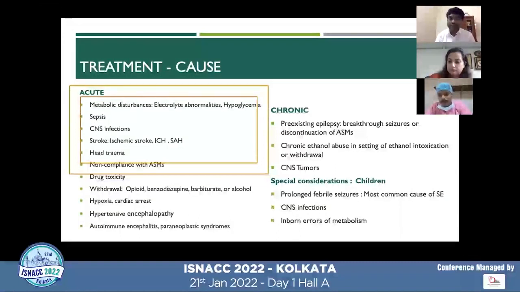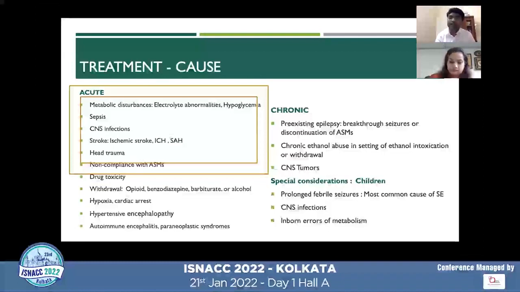By the time we stabilize the patient, we should also look for the cause. What is the cause of this status epilepticus? The most common causes are head trauma, stroke, CNS infections, metabolic disturbances, and non-compliance with anti-seizure medications. The other less common causes are withdrawal of drugs, drug toxicity, hypoxia, cardiac arrest, hypertensive encephalopathy, and some autoimmune causes. Some chronic causes we should keep in mind are CNS tumors, chronic ethanol abuse, and pre-existing epilepsy patients who may have breakthrough seizures or discontinuation of anti-seizure medications.